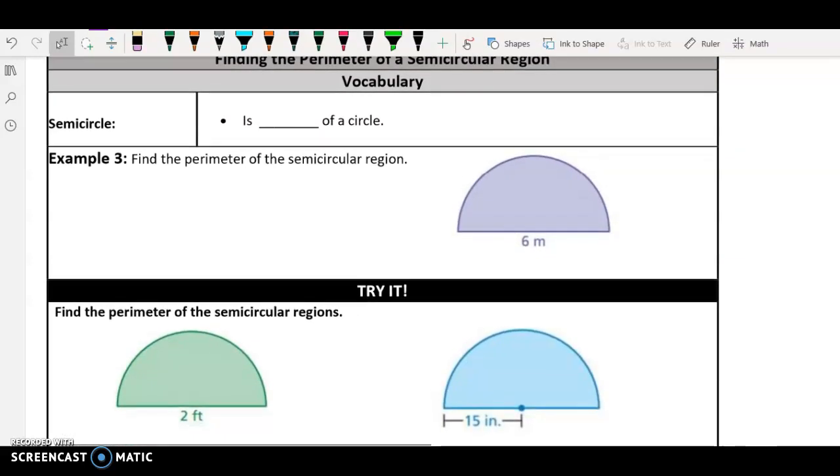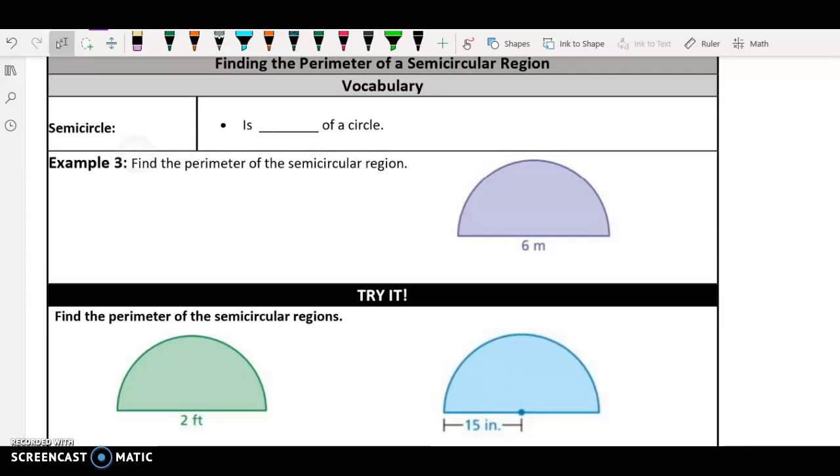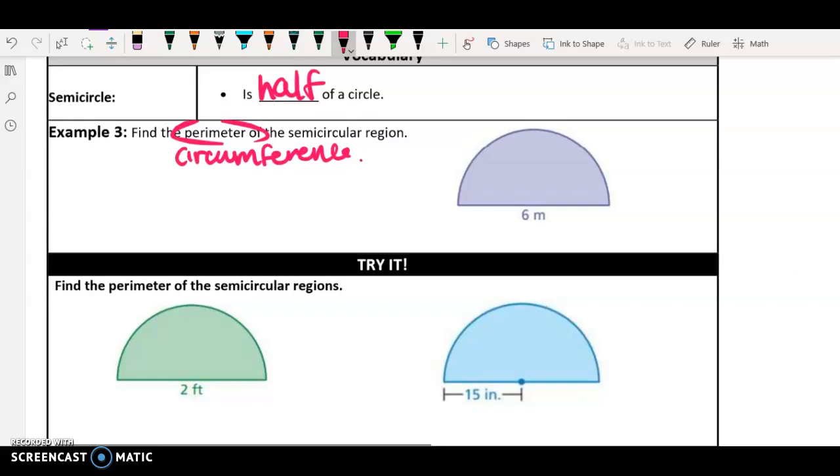All right, so now we're going to find the perimeter of a semicircle. The semicircle is a little bit more difficult because this is half of a circle. To find the perimeter, this just means the circumference. They gave us the diameter, so this is the diameter. We're going to use circumference equals diameter times pi. So we have 6 times pi, and let's use 3.14 for this.